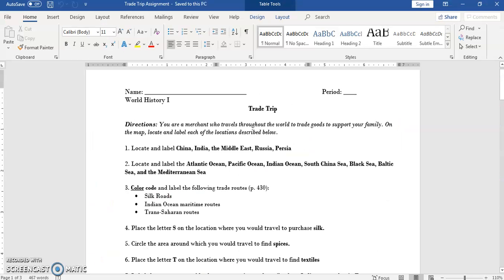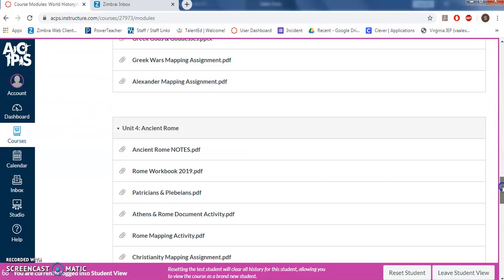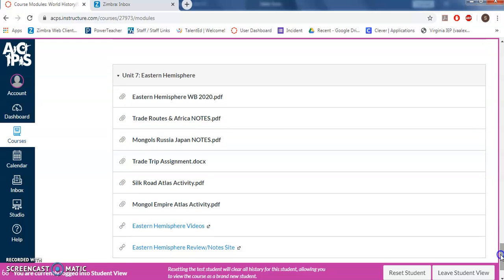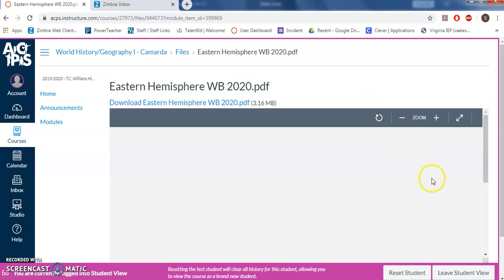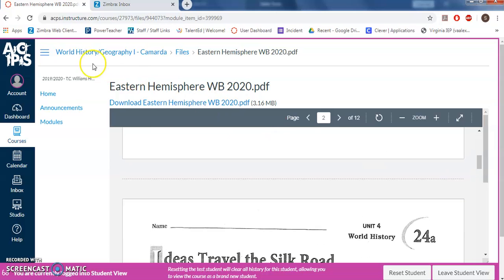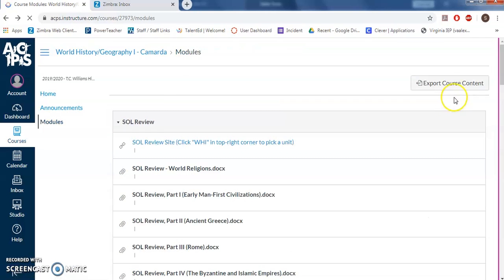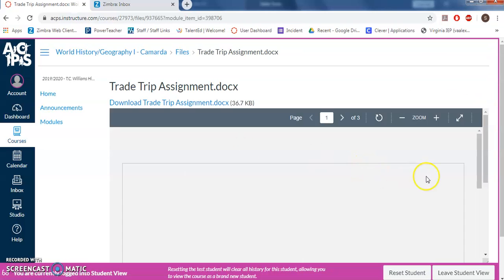The trade trip assignment we got in class, and I know a lot of you finished it. So if you're missing either assignment, go to Canvas, and if you click on Modules in Canvas, and you scroll to the bottom, and you go to Eastern Hemisphere, you'll see the Eastern Hemisphere workbook is posted. So it's right there. And if you go back, you can also see the trade trip assignment is posted as well.